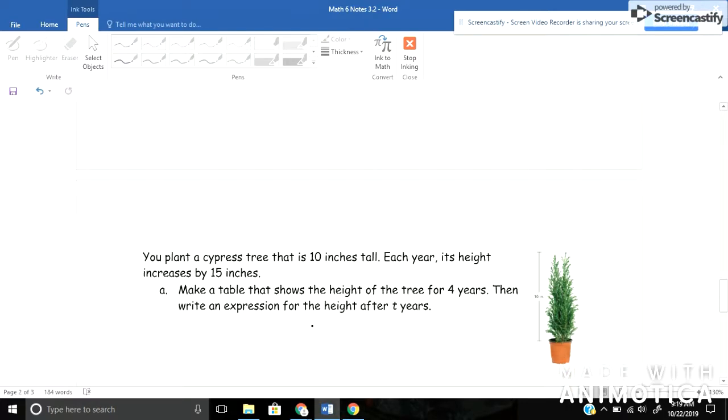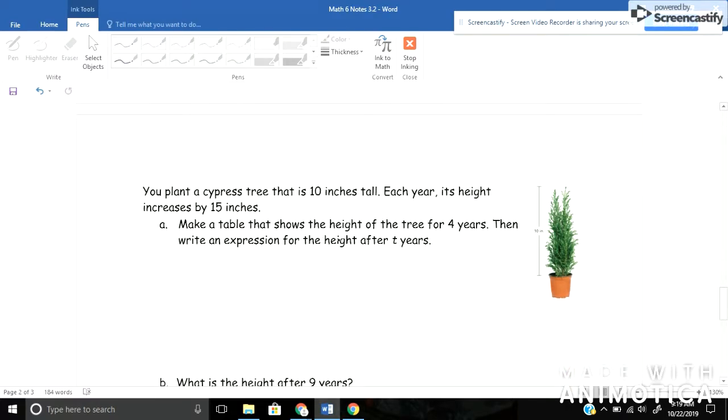It says you plant a cypress tree that is 10 inches tall. Each year its height increases by 15 inches. Okay, so it's 10 inches to start, and then each year it increases by 15 inches. Make a table that shows the height of the tree for 4 years. Then write an expression for the height after t years, so that we can stick in any year to find the height.